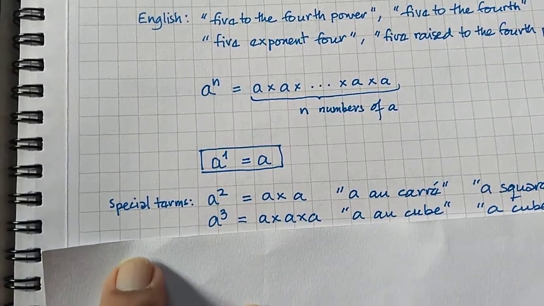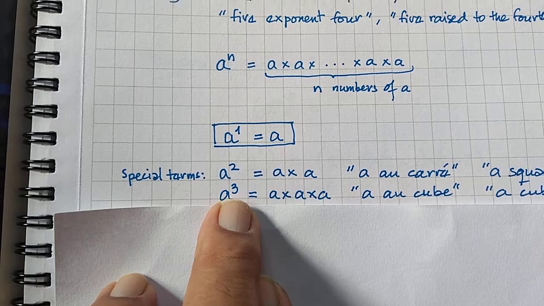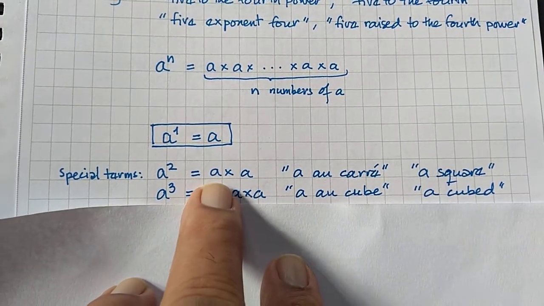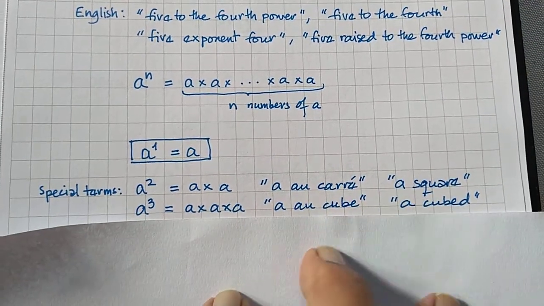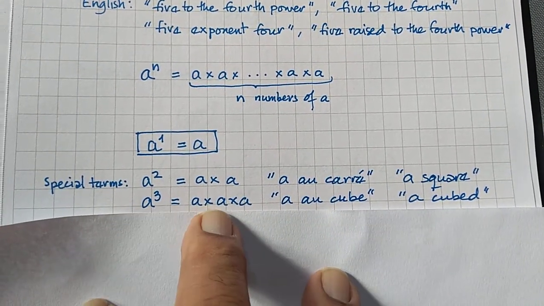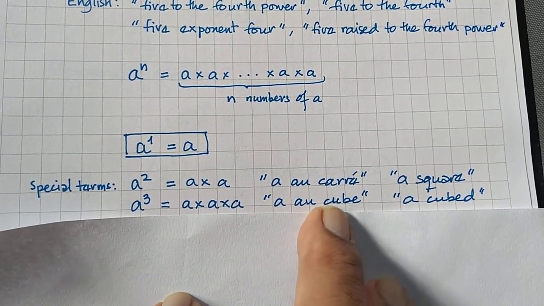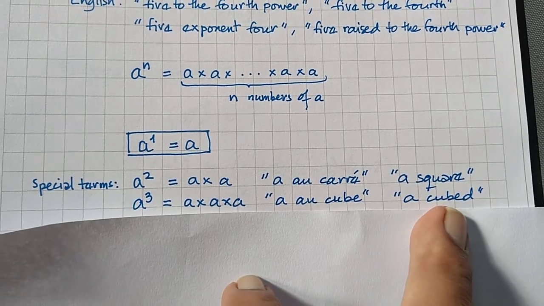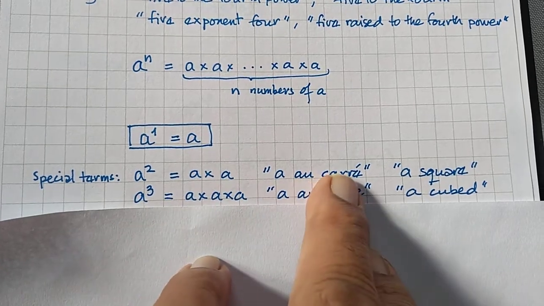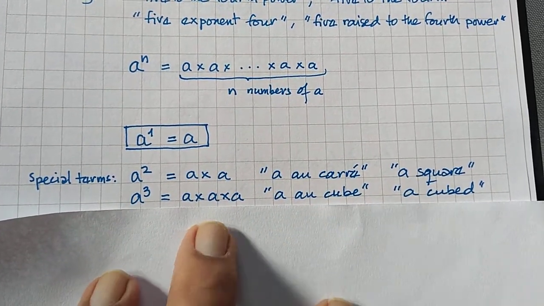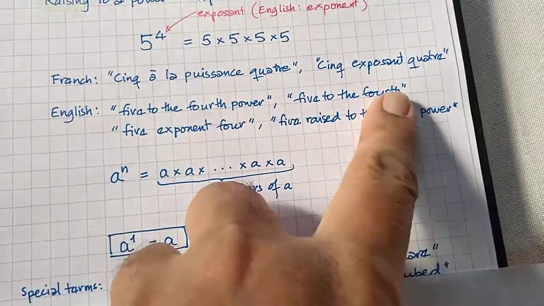For two terms, when you have 2 there and 3 there, for these two terms, you have a special term. A fois a est égal à, is read as a au carré or a square. A à la puissance 3 est égal à a fois a fois a, is read as a au cube or a cube or a cubed. So just for power of 2 and power of 3 you can use carré, square, cube, cubed. Otherwise you have to read it like this.